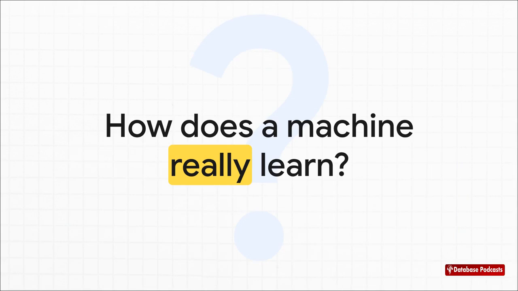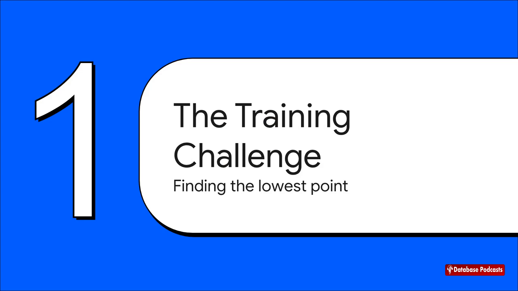But before we can even talk about the learning rate, we've got to ask a more basic question. When we say a machine is learning, what's really going on under the hood? Well, you can think of it as a process of trial and error, but a very, very smart and guided one. I want you to imagine something.